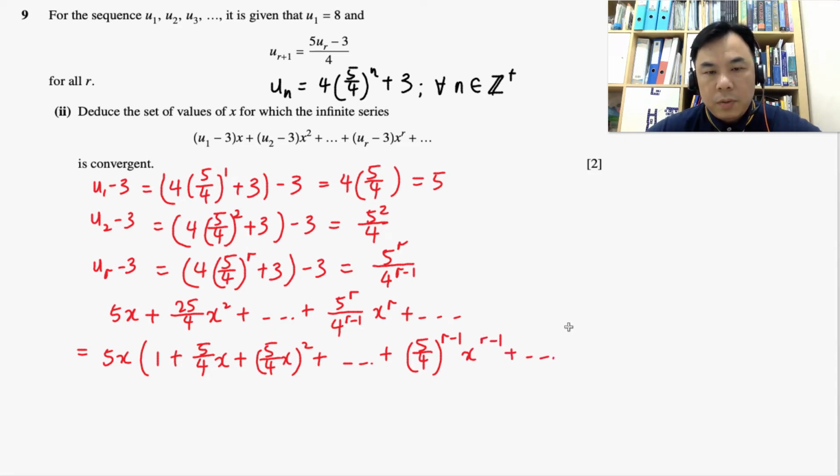And so on and so forth. Okay, I hope that is clear at this point. Now this series will converge. You notice that this is a geometric progression. Basically, this is a geometric progression.